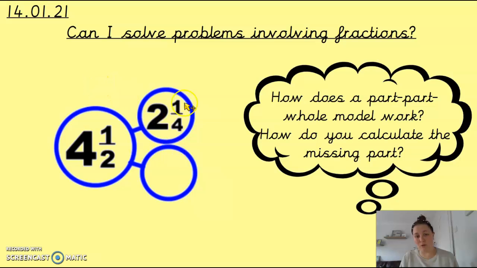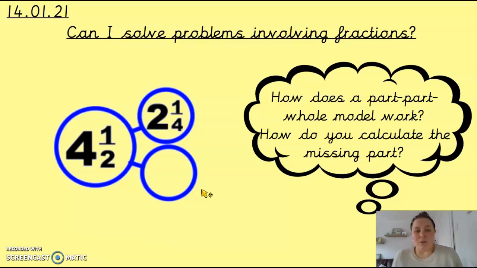Sometimes you might see a part-whole model that's got more than 2 parts. It might be a bit more complex. This is the most basic kind of part-whole. So this part and this part will add together to total this part. So how do you calculate the missing part? If you feel like you can go ahead, then pause me here and have a go. I'm going to explain now.